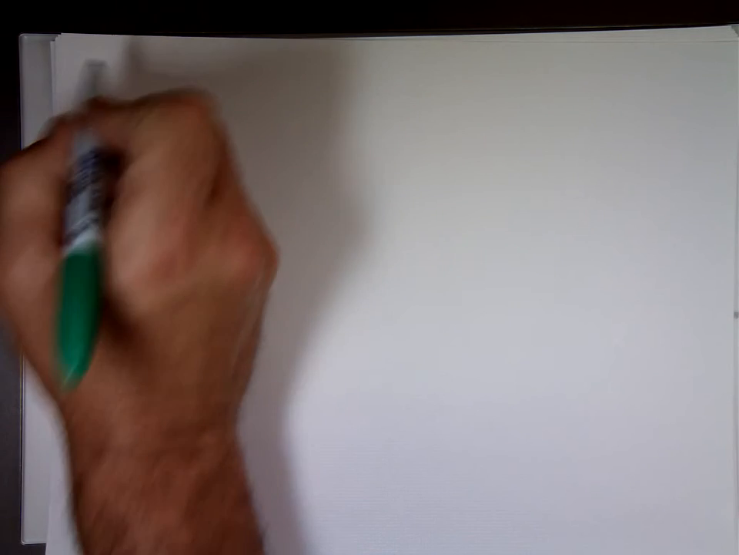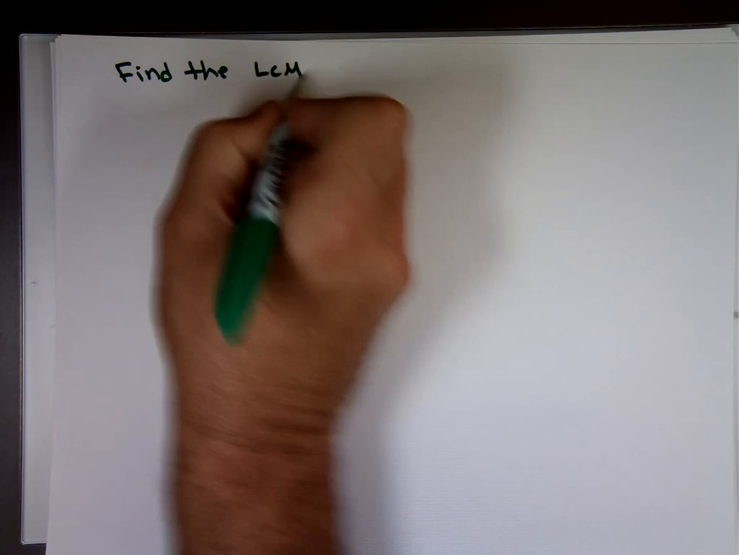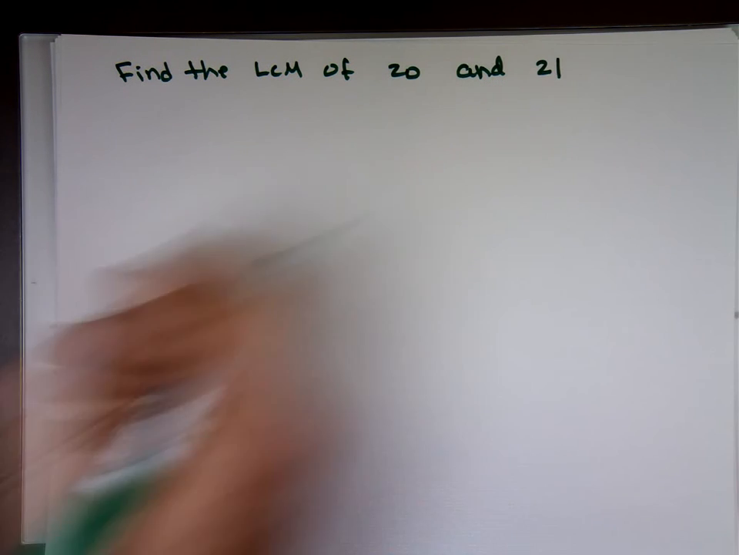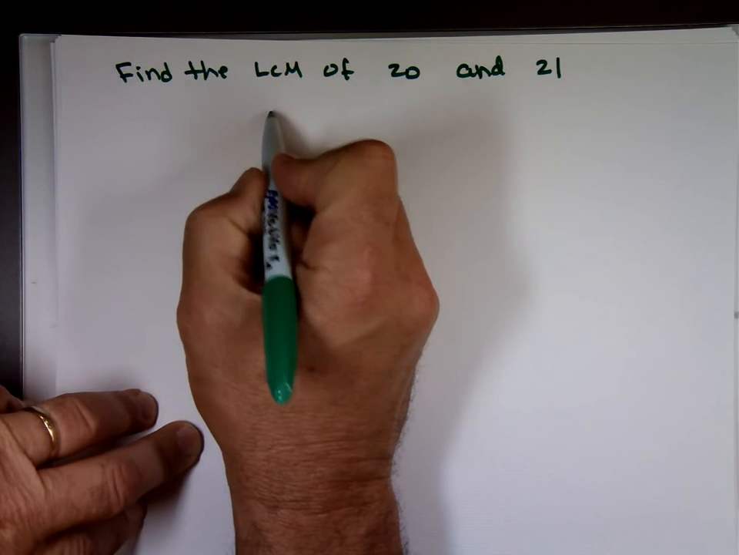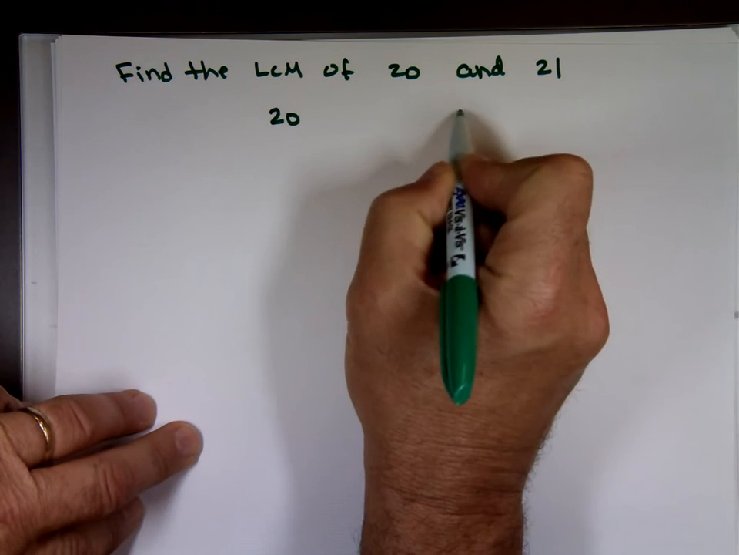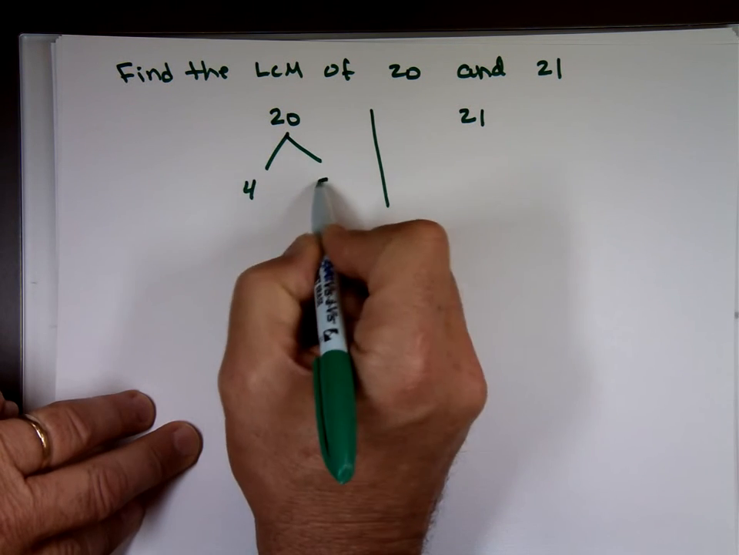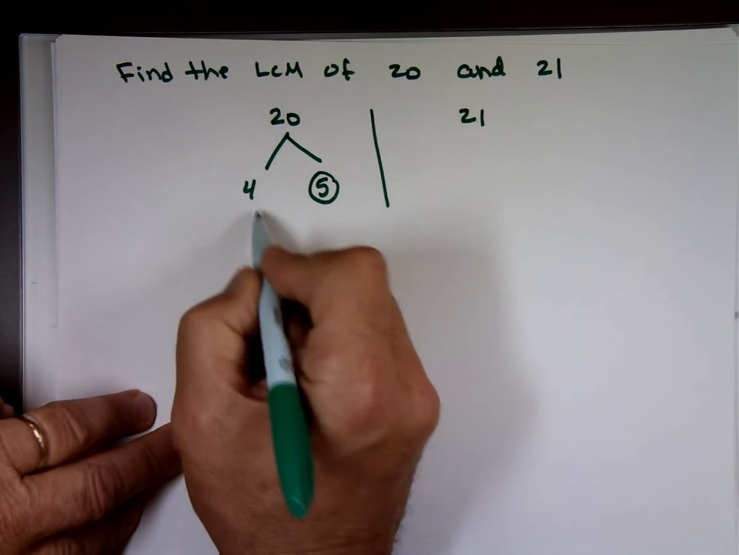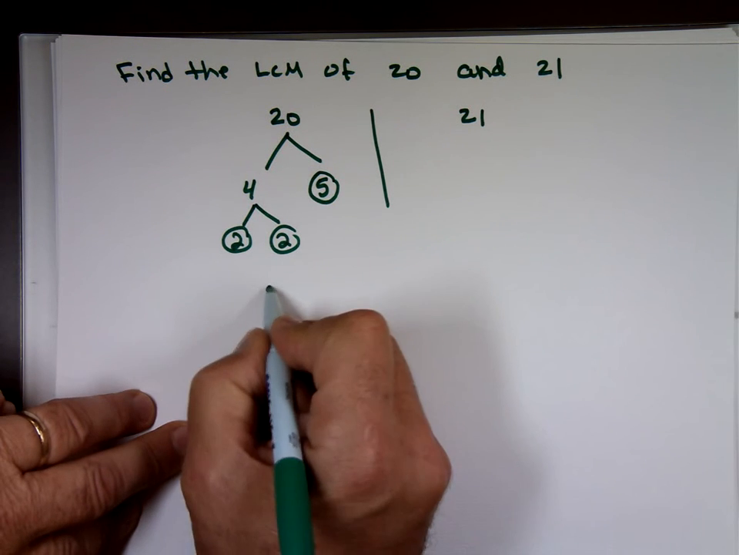Find the LCM of 20 and 21. Let's look at 20. And here's the 21. Prime factorization. 20 is what? 4 times 5? 2 times 10? Doesn't matter. 5 is a prime number. 4 is not. 2 times 2. We have 2 2's and 1 5.